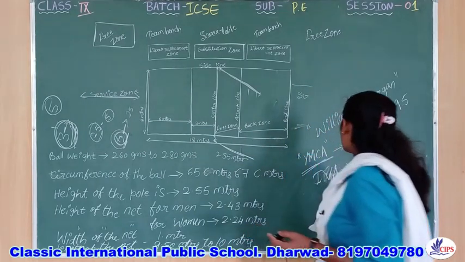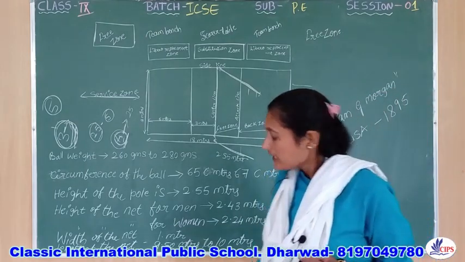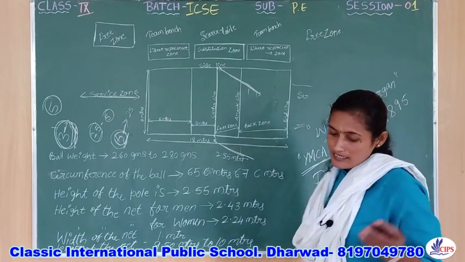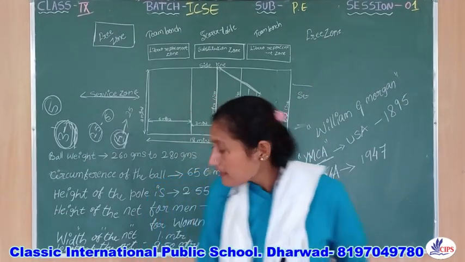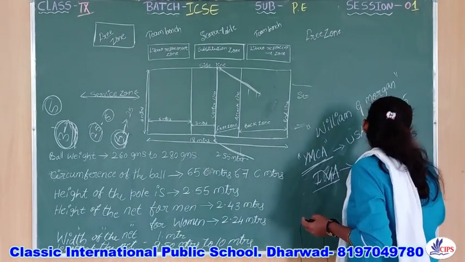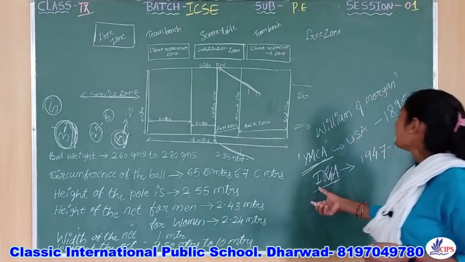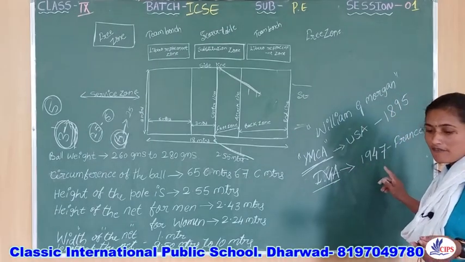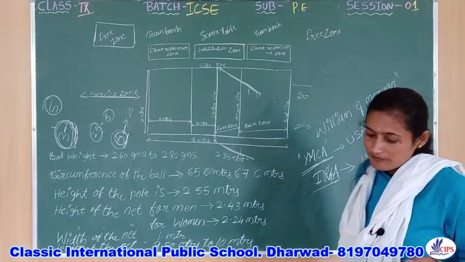IVA means International Volleyball Association. It was formed in 1947. Its headquarters is in France.